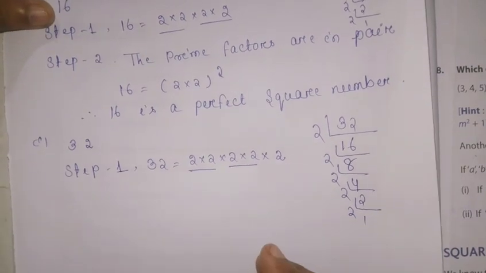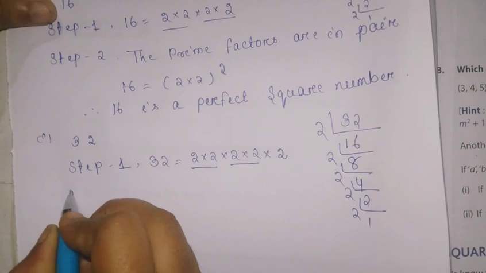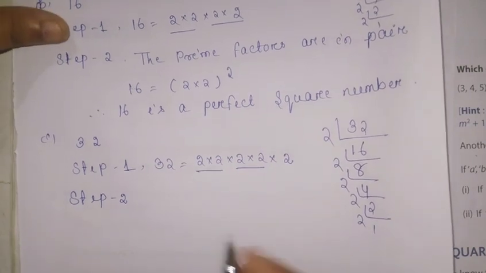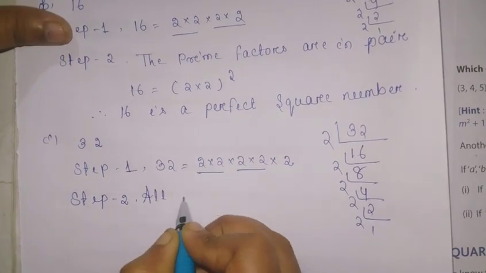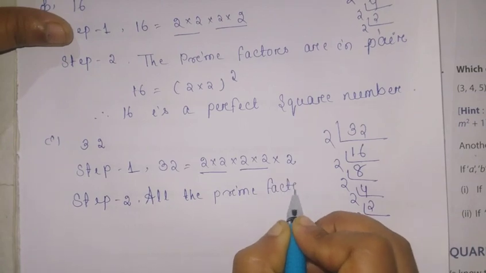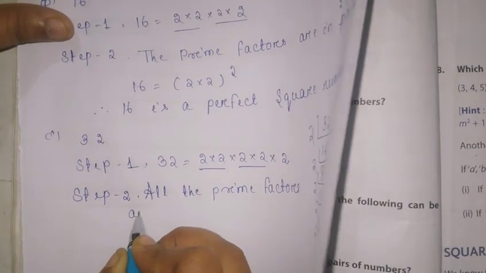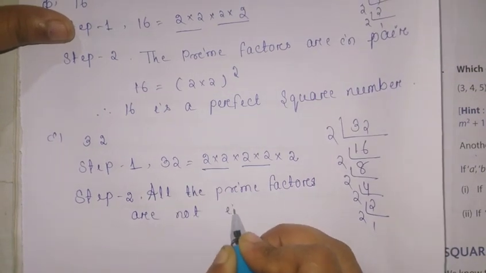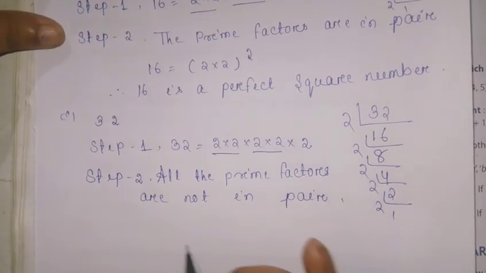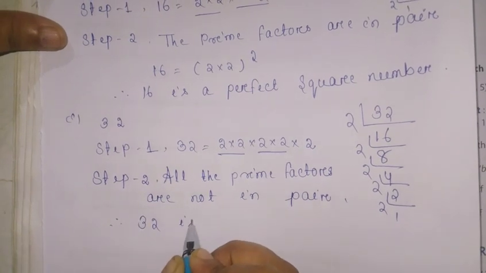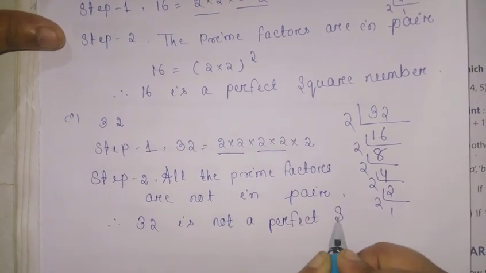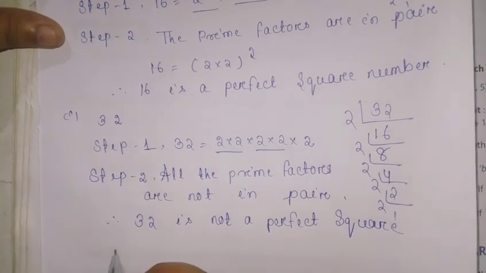And then we write step 2. All the prime factors are not in pair. So 32 is not a perfect square number.